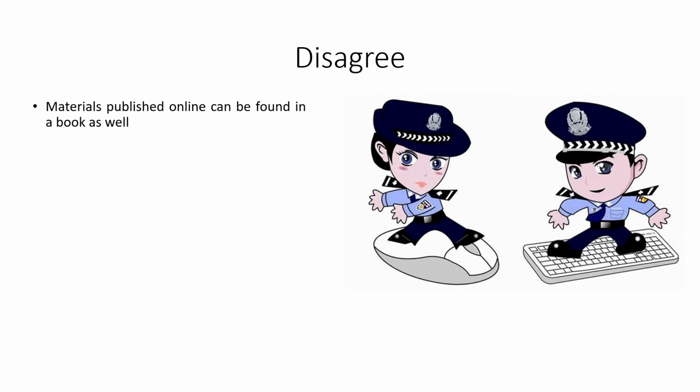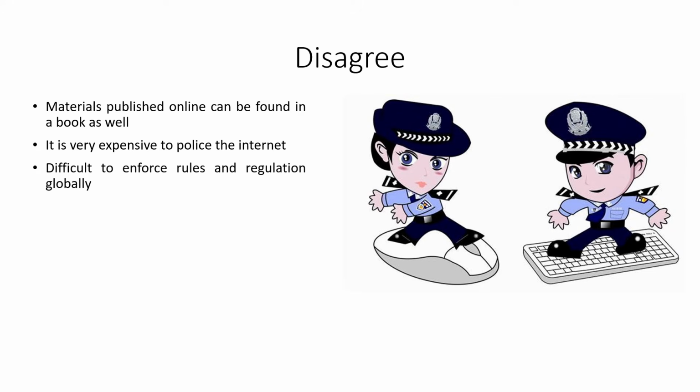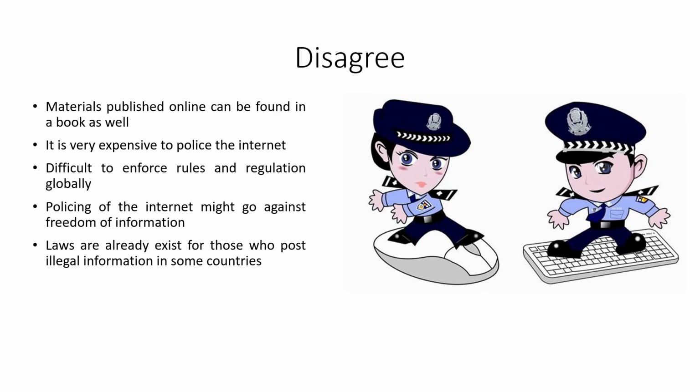Disagree. Materials published online can be found in a book as well. It's very expensive to police the internet, and difficult to enforce rules and regulations globally. Policing the internet might go against freedom of information. Laws already exist for those who post illegal information in some countries.